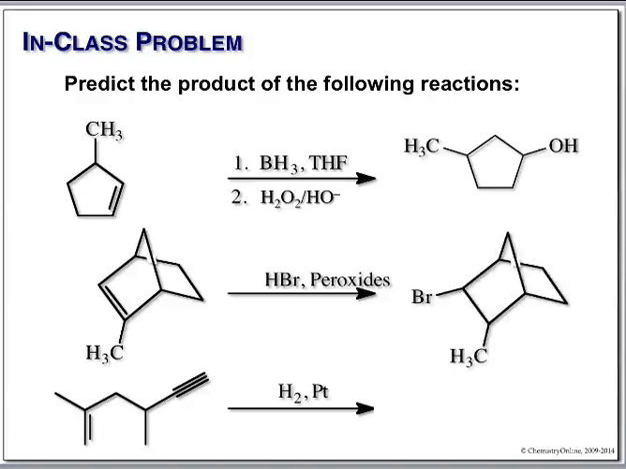Here we have an alkene and an alkyne. We have hydrogen in the presence of platinum catalyst. We know that in the presence of platinum, we can reduce an alkene all the way to the alkane. Likewise, the alkyne is also reduced to the alkane. So in this case, we're going to reduce them both and simply make this alkane.